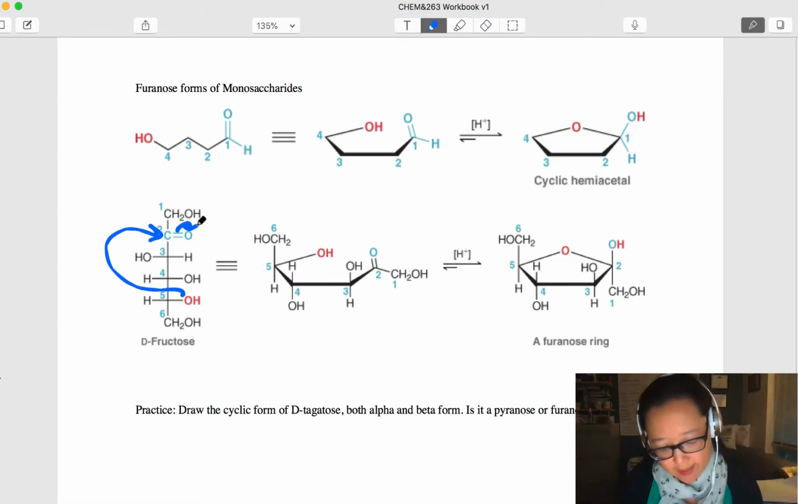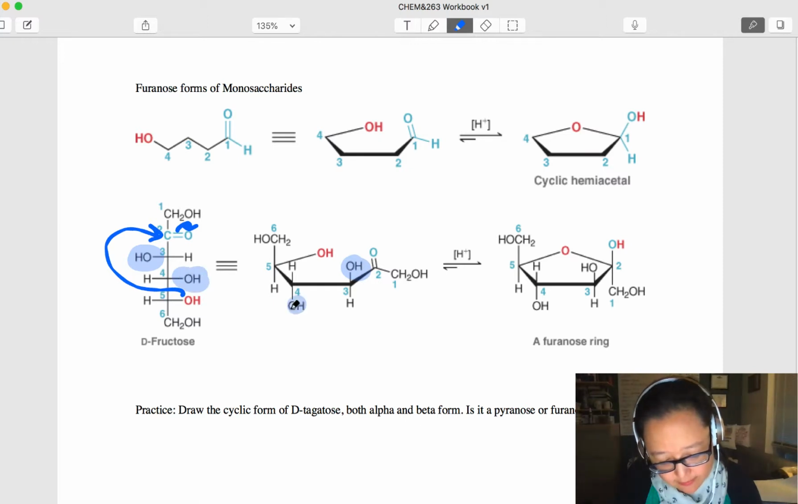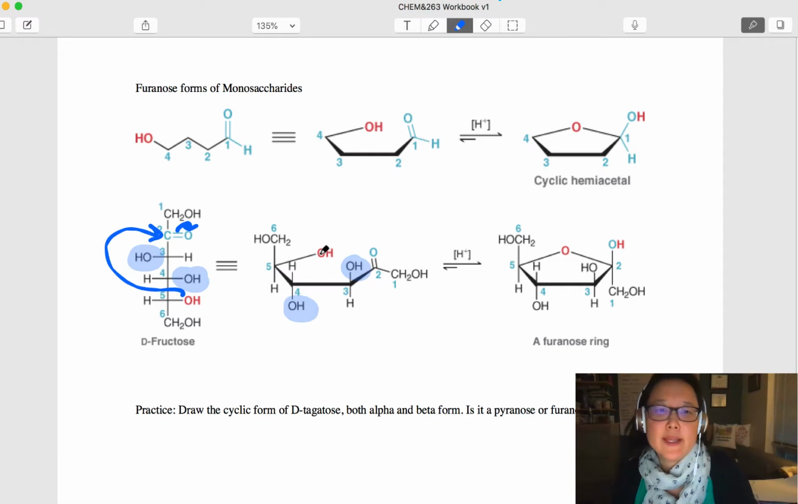And notice that the idea of up and down is preserved. This is on the left, so that's up. And then this is on the right, so that's down. And then this is the anomeric carbon, so it is used to close the ring. Okay, so that's how we get a furanose ring, which means a 5-membered ring.